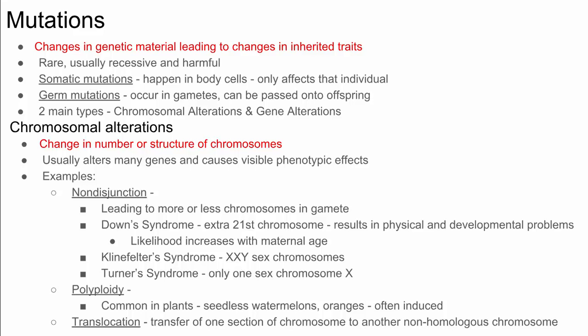So one of the most common types of chromosomal abnormalities is non-disjunction. This is when during meiosis, the chromosomes don't separate properly during anaphase 1. Then instead of the two homologous chromosomes going to two different cells, they both go to one cell. And therefore, the gametes produced from that cell will have the improper number of chromosomes.